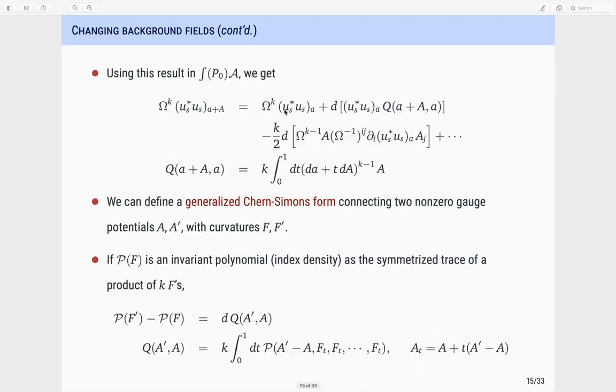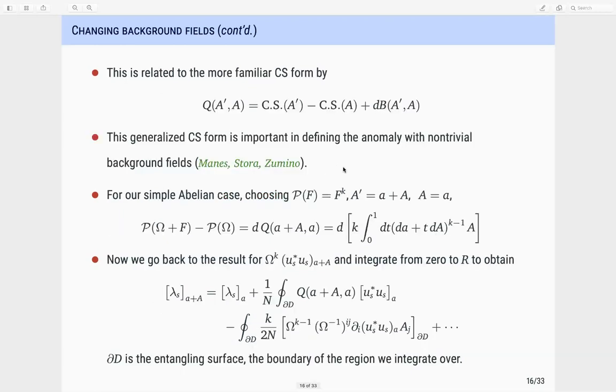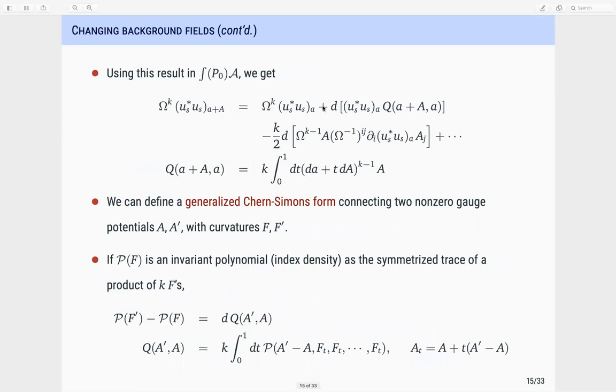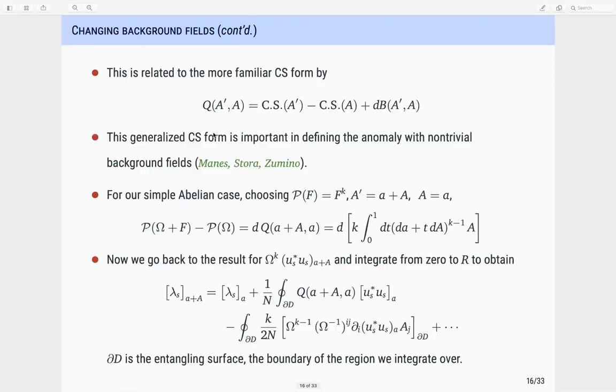Q is basically the Q that we found here. Okay, so what is the conclusion? That if I look at U star U, the difference between them is controlled by this generalized Chern-Simons form. Let's integrate from 0 to the equator, from the North Pole to the equator, 0 to 1, and write the expression for the lambdas which entered into the entanglement entropy.